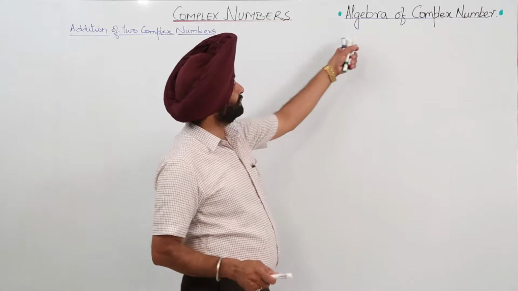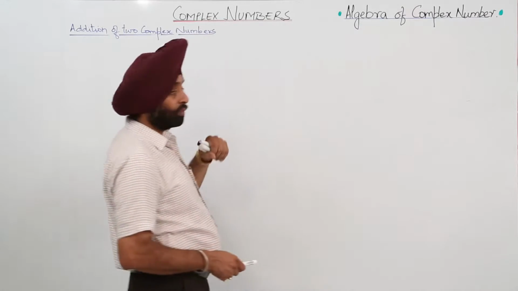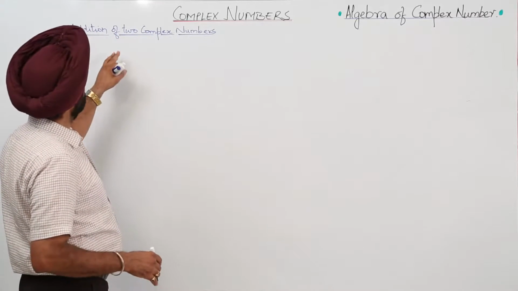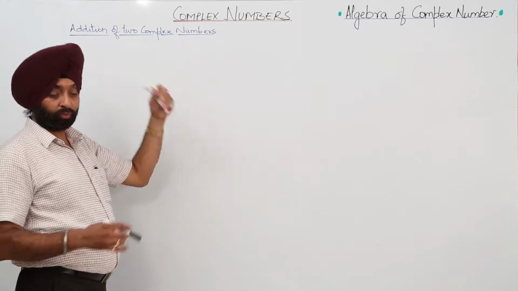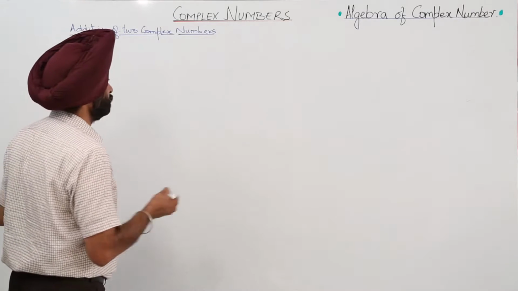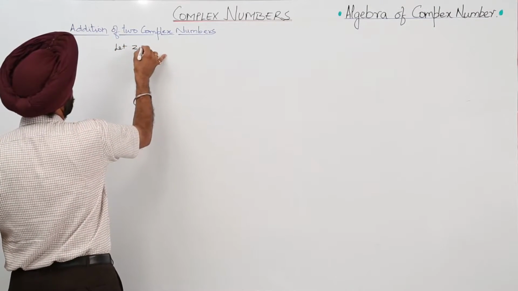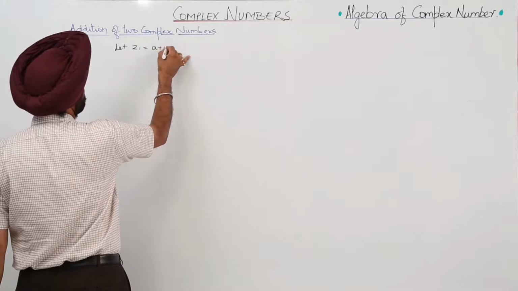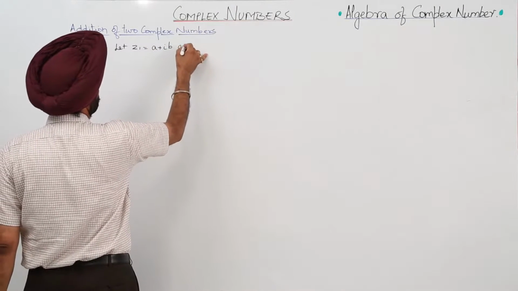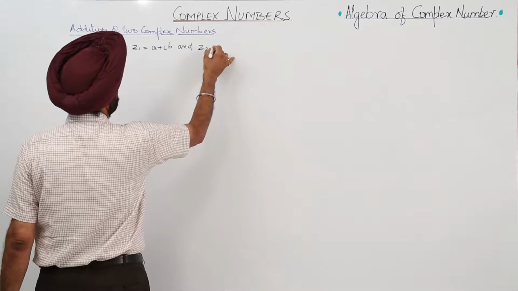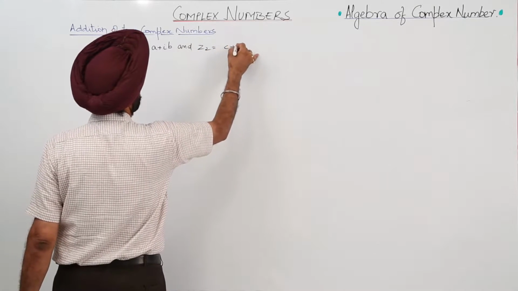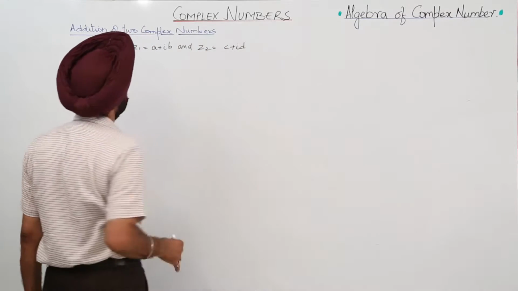Next topic is algebra of complex numbers. In the algebra of complex numbers, we are going to do, first of all, addition of two complex numbers. Now, let z1 is equal to a plus iota b and z2 is equal to c plus iota d.